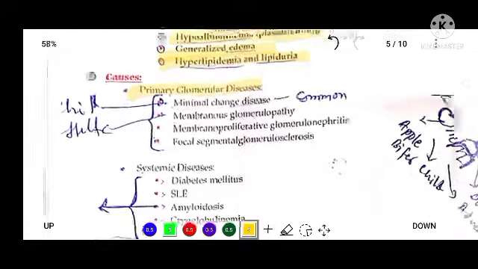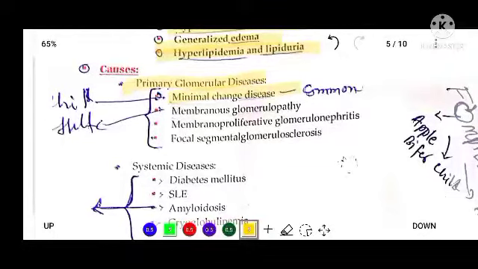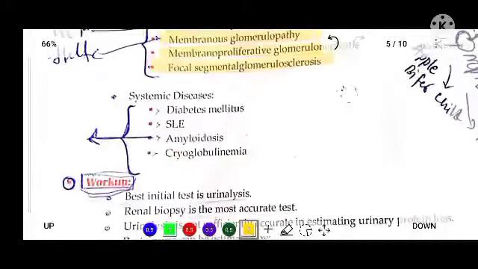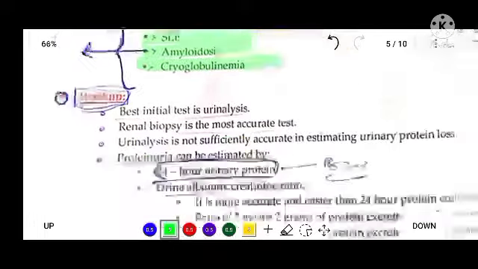Now, causes of nephrotic syndrome are minimal change disease, membranous glomerulopathy, membranoproliferative glomerulonephritis, and focal segmental glomerular sclerosis. Systemic diseases include diabetes mellitus, SLE, amyloidosis, and cryoglobulinemia.